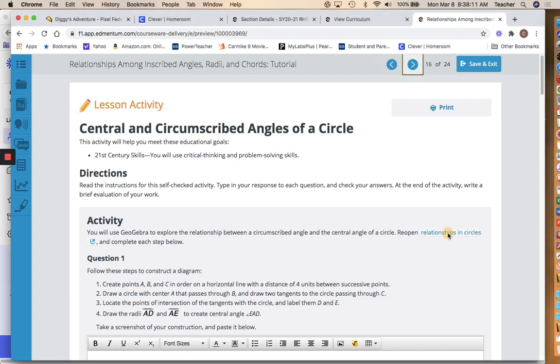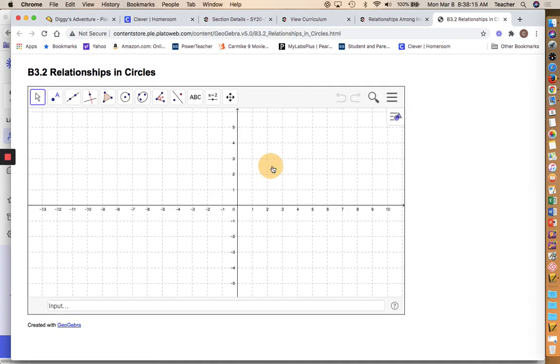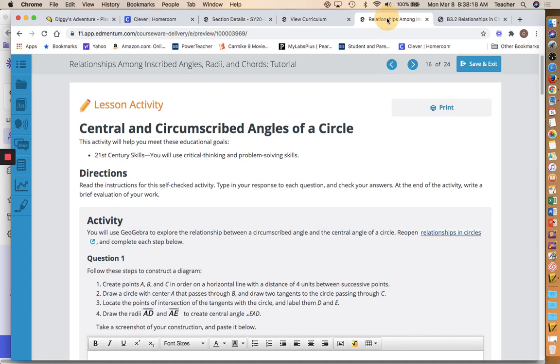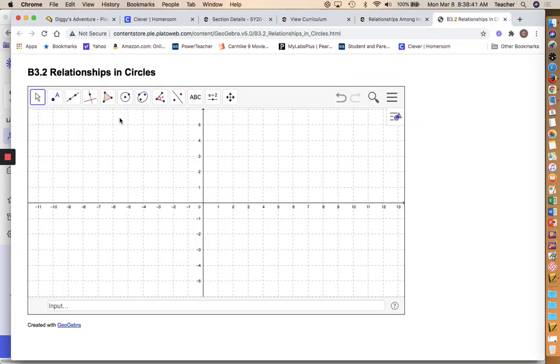All right, so let me click on my GeoGebra. Okay, I got another blank one, so I guess I'm going to have to create a circle here. All right, so let's see here. Follow the steps to create a diagram. Create points A, B, and C in order on a horizontal line with a distance of 4 units between successive points. Okay. A, B, C, horizontal, 4 units in between.